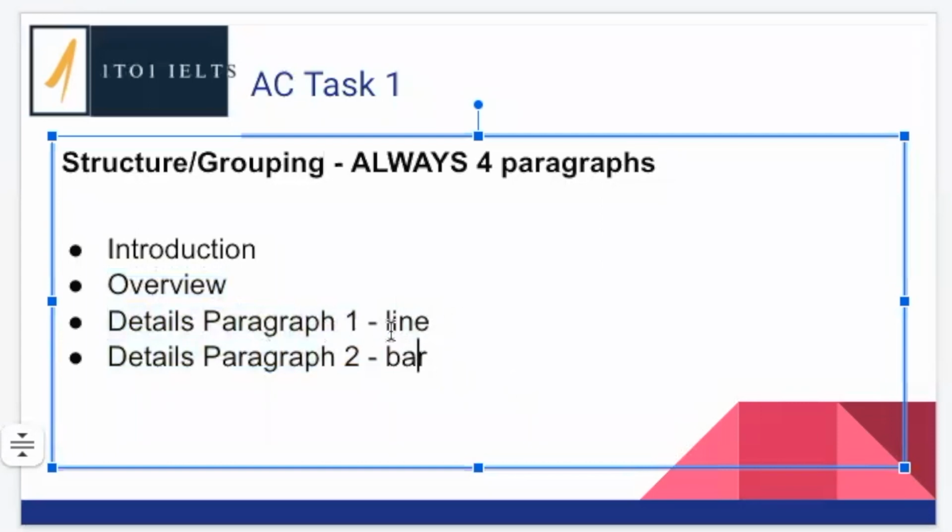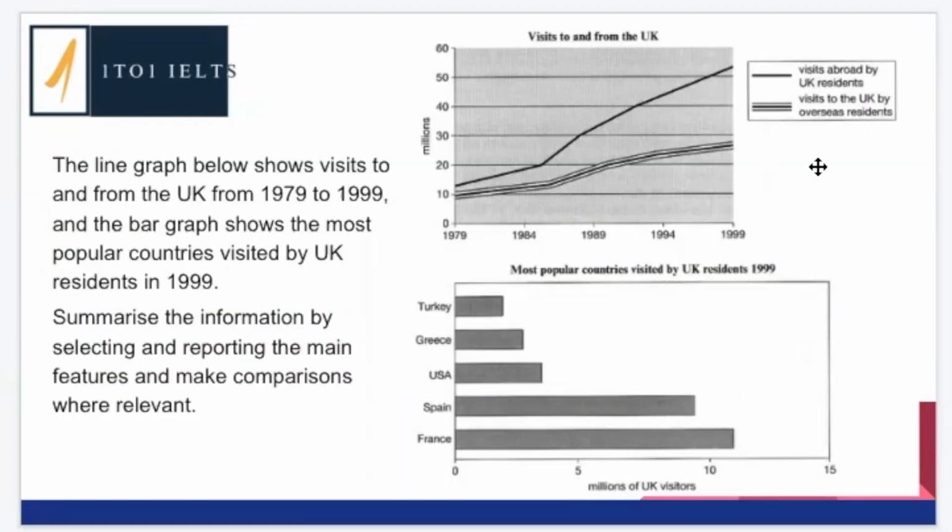Line graph first. So what we want to do, if you have a line graph over time, you go 1 category followed by the next one.